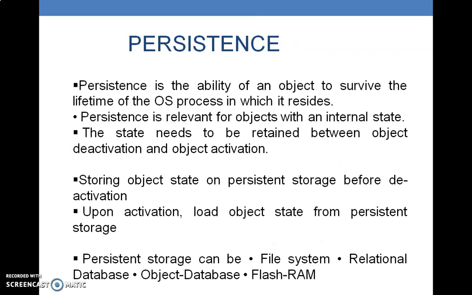Next one, persistence. Persistence is the ability of an object to survive the lifetime of the operating system process. Persistence stores the object state in storage, and upon activation, the loaded object will take precedence. Persistent storage can be a file system where we save in my computer, that is C drive, D drive, E drive, like that. And then RDBMS, a relational database, is also persistent storage. And then object databases, also flash RAM and cache RAM.